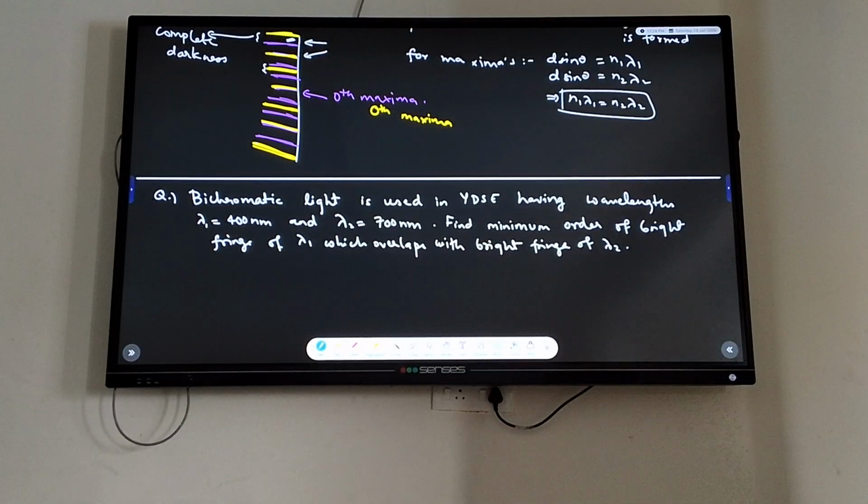So lambda 2 is bright red, sir, over here. Lambda 2 is what? Bright fringe, so then ऐसा कुछ नहीं है. दोनों का ब्राइट फ्रिंज ओवरलैप कर रहे हैं बेटे. ये दोनों कलर की वजह से बता रहा हूँ मैं.